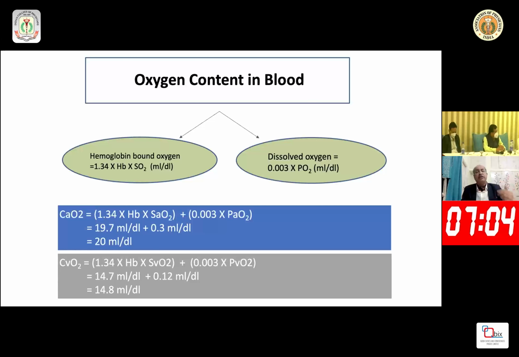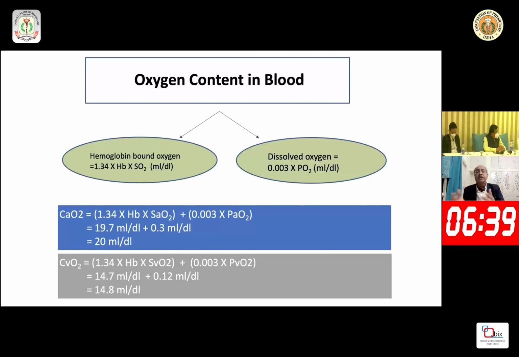And when you see the 4 heme molecules with which oxygen combines, that is 1.34. So the amount of hemoglobin is, let's say, 15; you multiply 1.34 into 15, and depending upon the saturation which you have monitored, SaO2, per ml per deciliter, that's how you calculate it. So this is the way we are calculating the hemoglobin which is bound to the oxygen.